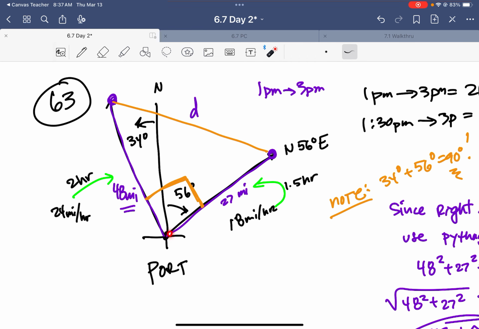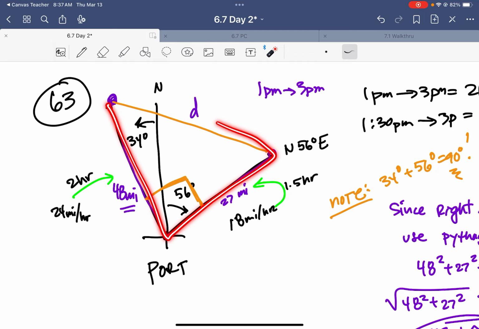Why do I like that? Well, because the first ship, actually, let's go. This ship over here on the left, which was going west, started at 1 p.m. and went till 3 p.m. So that's 2 hours. It tells us at a rate of 24 miles per hour. So 2 times 24 is 48, this distance. Well, then over here, this ship that was going northeast started at 1:30. So it went from 1:30 to 3, so it went for 1.5 hours at 18 miles an hour, so it went a total distance of 27 miles.